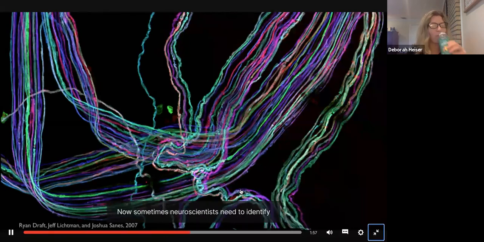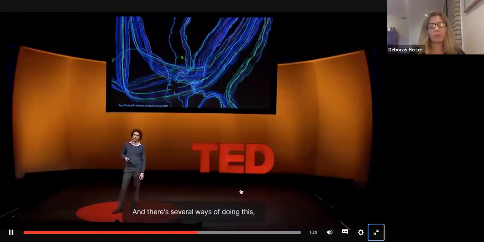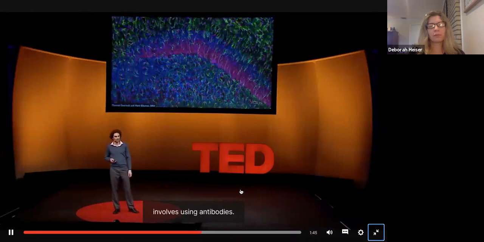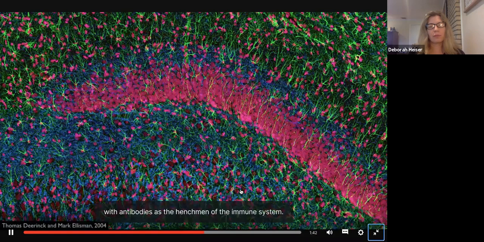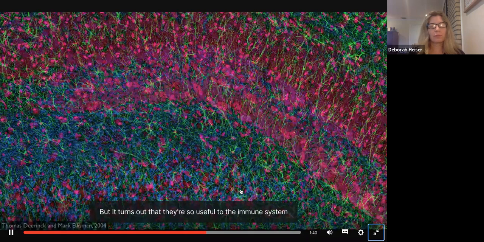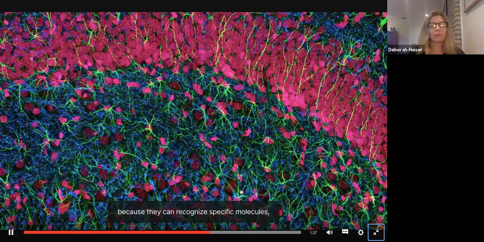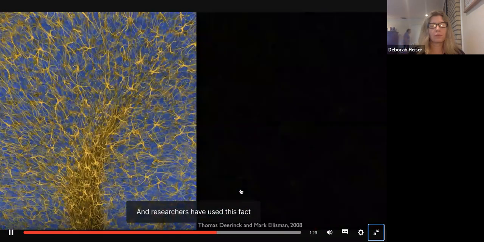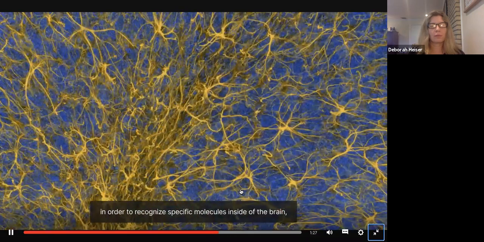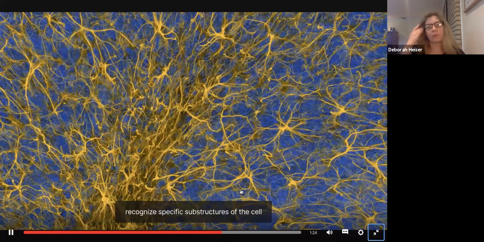Now, sometimes neuroscientists need to identify individual molecular components of neurons, molecules, rather than the entire cell. And there are several ways of doing this, but one of the most popular ones involves using antibodies. And you're familiar, of course, with antibodies as the henchmen of the immune system. But it turns out that they're so useful to the immune system because they can recognize specific molecules, like, for example, the coat protein of a virus that's invading the body. And researchers have used this fact in order to recognize specific molecules inside of the brain, recognize specific substructures of the cell, and identify them individually.